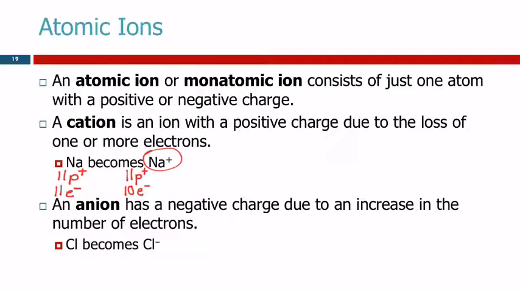So how many protons does chlorine have? 17. And how many electrons? 17. Because in a neutral atom, the number of protons equals the number of electrons. Well, an atom that gains an electron, it still has 17 protons. Now it has 18 electrons. Now overall, it has a negative 1 charge, and that is this ion, Cl-. So we indicate the charges with a superscript.